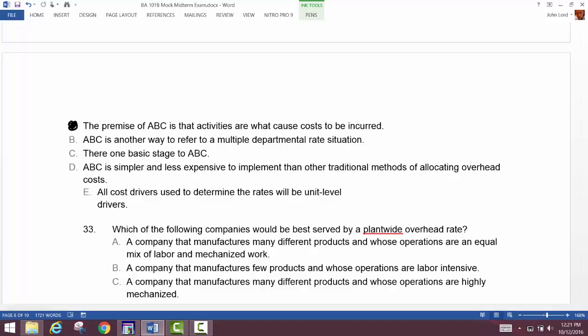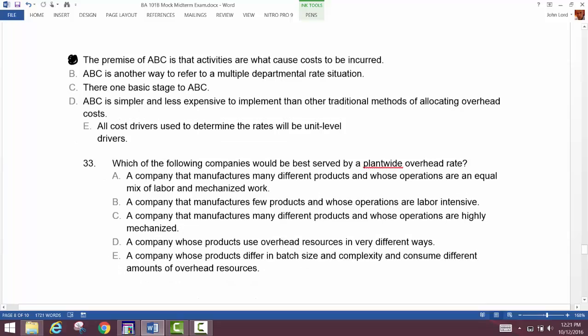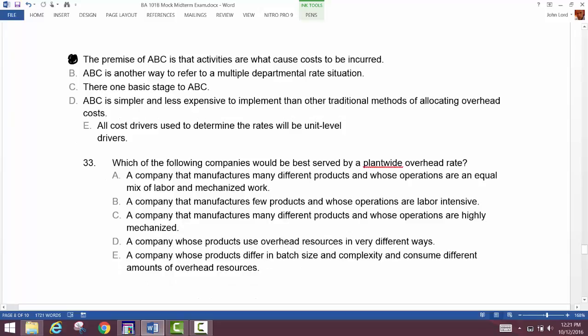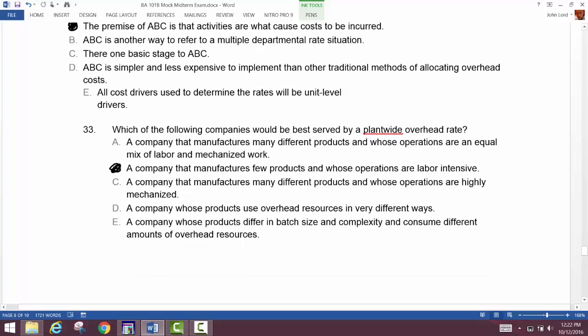Right? All those activities. Which of the following companies would least be best served by a plant-wide overhead rate? And it's a company that has few products and whose operations are labor intensive. You can just use your direct labor hours to allocate a plant-wide overhead rate, right? What number is that? 35, we're done?